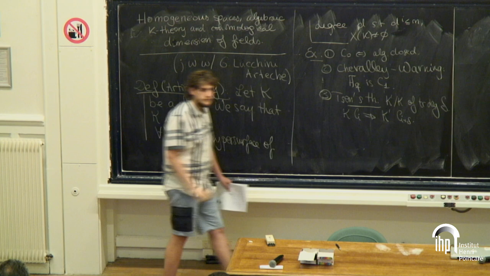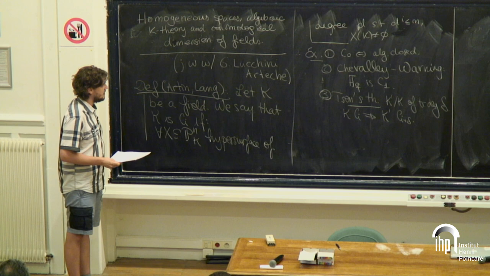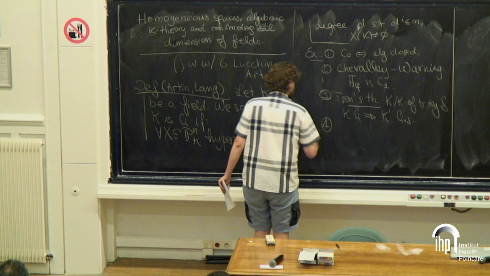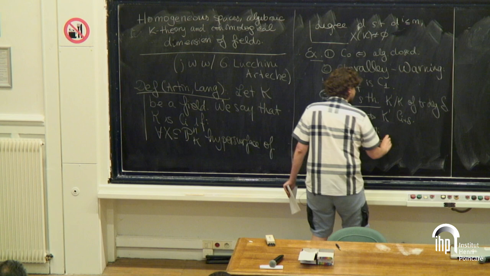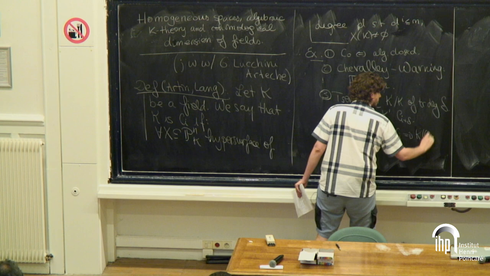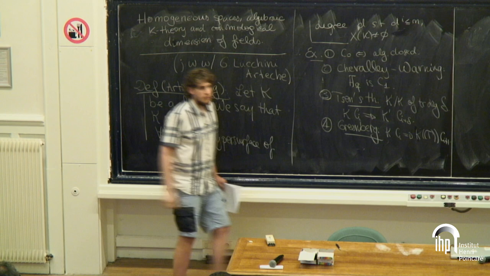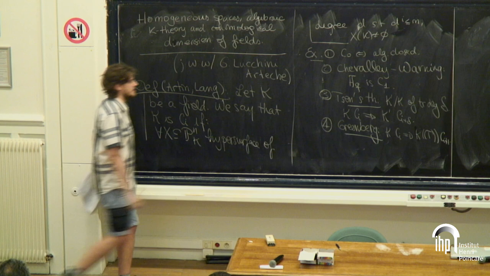And finally, I'm going to state one final example, which is much more subtle than the three previous ones. It's a consequence of Greenberg's approximation theorem. And it allows one to understand what happens with formal power series. So more precisely, if K is C_i, then formal power series in one variable are C_{i+1}. And the proof of this result is based on Lang's theorem. One essentially reduces to the case of Lang's theorem.